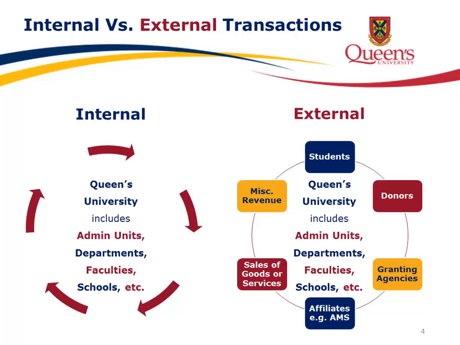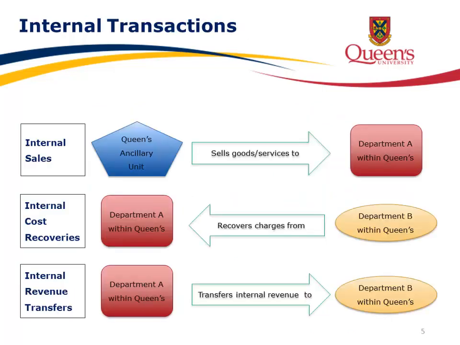units. Internal transactions within Queen's include transactions that take place within administrative units, departments, faculties, schools, and other internal entities. External transactions include stakeholders such as students, donors, granting agencies, external affiliates, customers to whom we sell goods and services, and miscellaneous revenue collected from other outside parties.